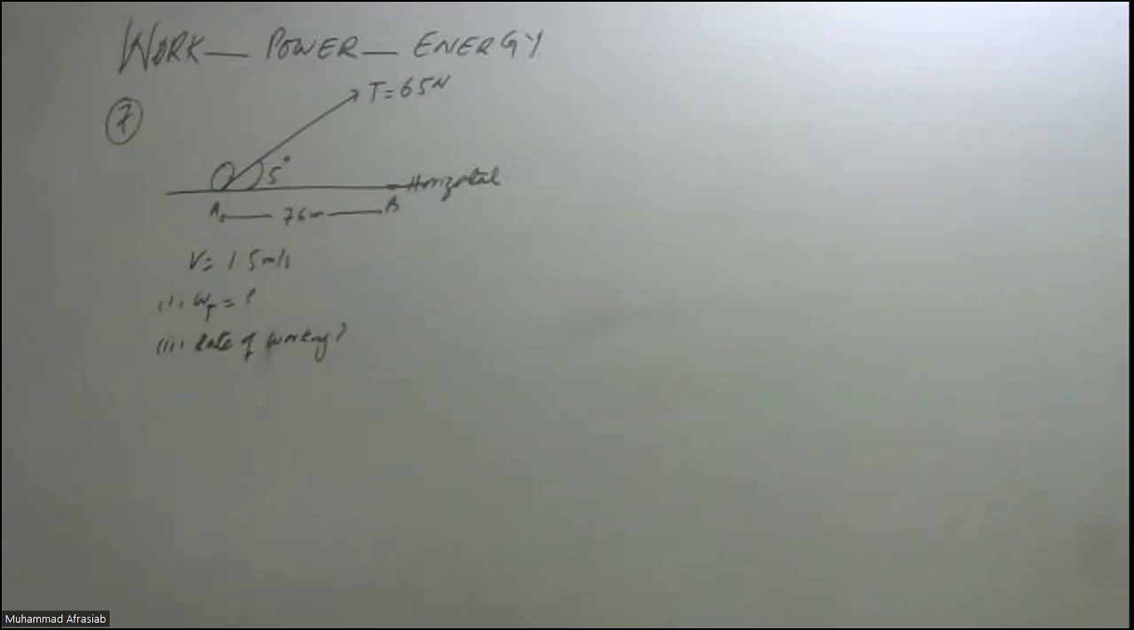In this question, the load has been moved 76 meters with a tension of 65 Newton, making an angle of 5 degrees with the horizontal, and we are going to find the work done by the tension.